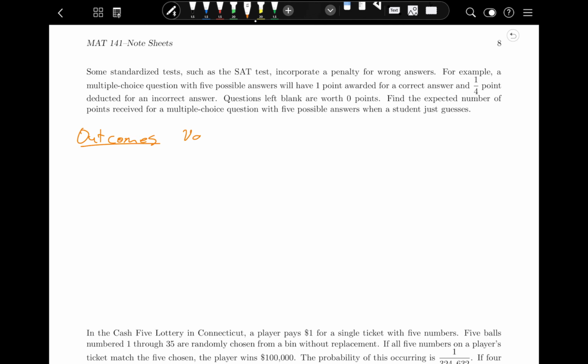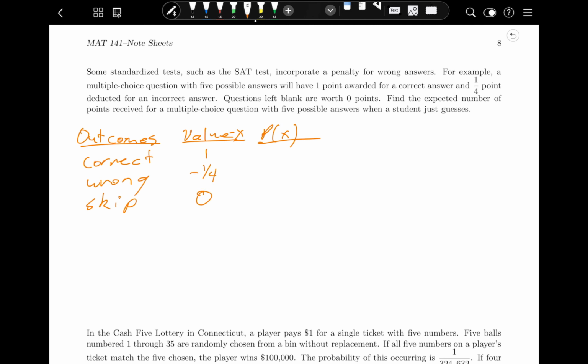What is the value of each outcome? And what is the probability of each outcome? The value is X, and then we've got the probability. So in this case, the outcomes are you get it correct, you get it wrong, or you skip it. And according to the problem, if I get it correct, I get a point. If I get it wrong, I get 1/4 of a point deducted. And if I skip it, I get 0 points.